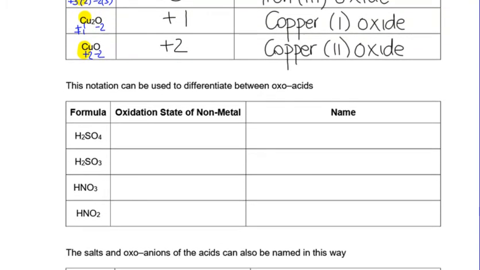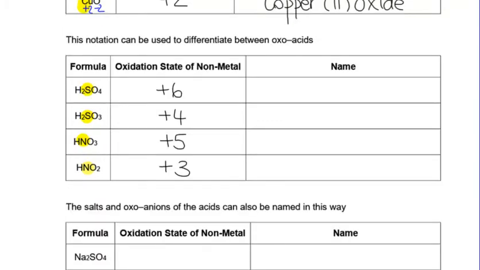Okay, so let's have a look at these different acids. First thing I want you to do is tell me the oxidation state of, it says the non-metal, but they're all non-metals, I want it of the sulfur, that's the variable one, or the nitrogen. So pause the video and work out those oxidation states. If you've done that correctly, you should have got these.